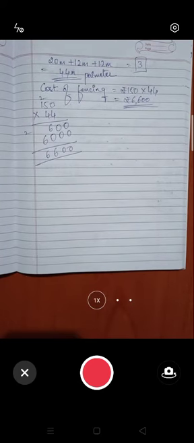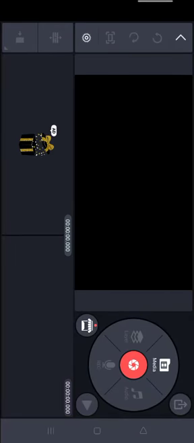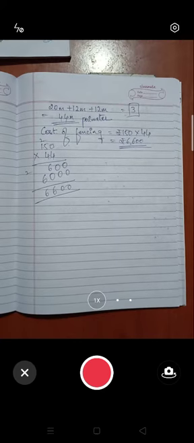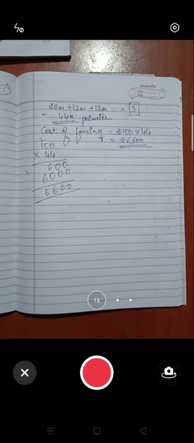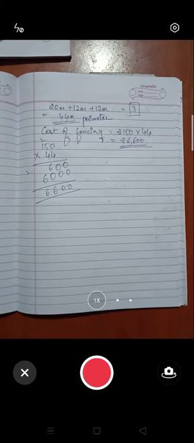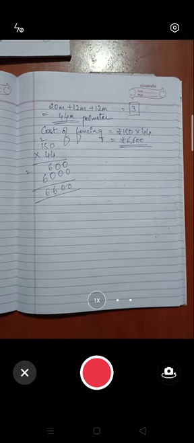So what did we do here? First we found out the perimeter of the garden. Then we multiplied it with the amount, that is rupees 150. So we got rupees 6,600 as the total cost of fencing.